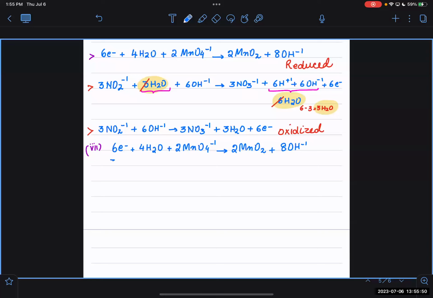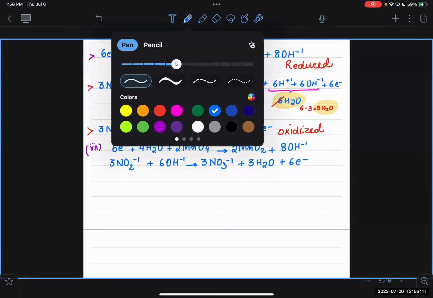Here you have 3 NO2 minus 1 plus 6 OH minus 1 gives you 3 NO3 minus 1 plus 3 H2O plus 6 electrons. All right, now you add the two.